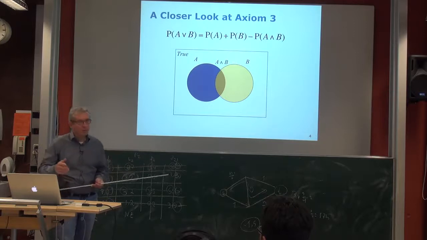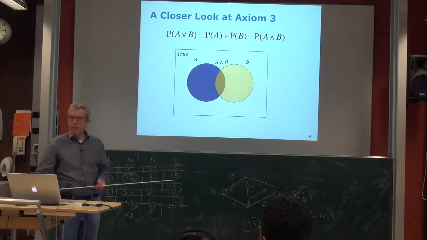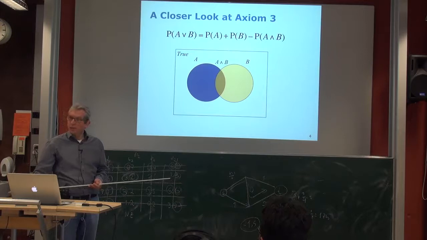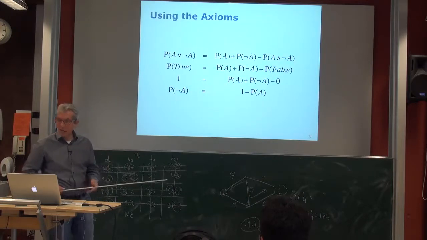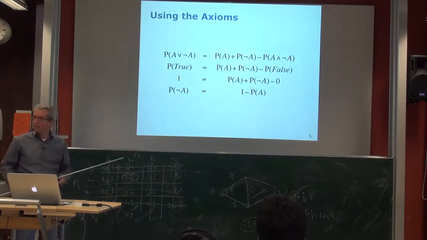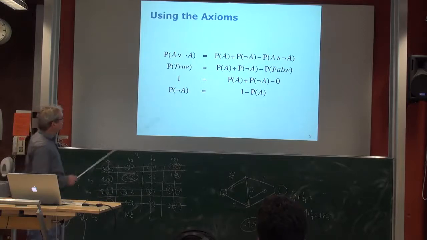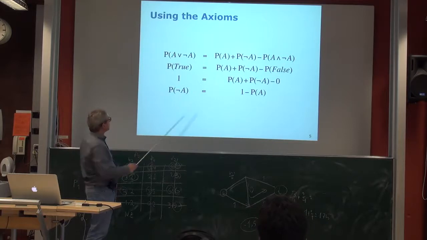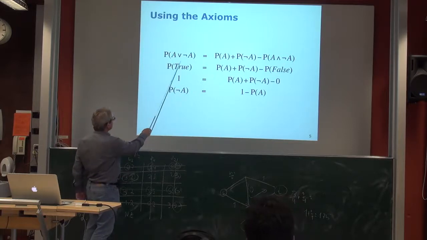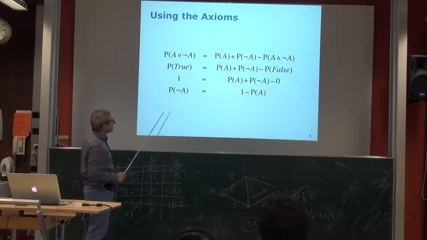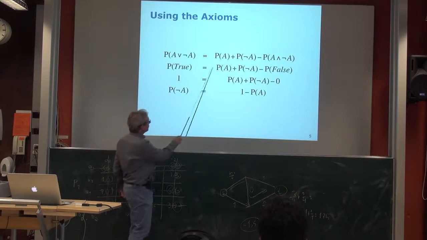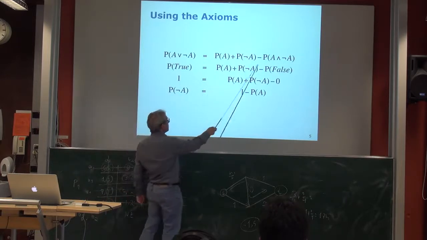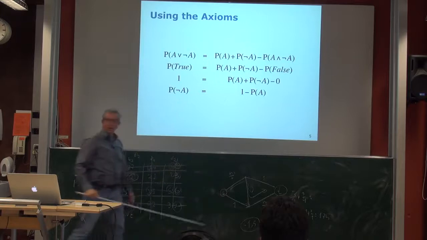And this famous statement that P of A is 1 minus P of not A can easily be derived from those 4 axioms that we saw before. And all we need to do is use all the axioms that we have seen thus far. So we start with P of A or non-A. And from that we know that this is P of A plus P of non-A minus P of A and non-A.